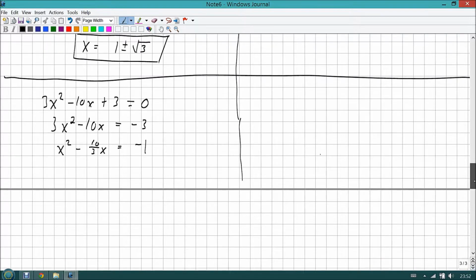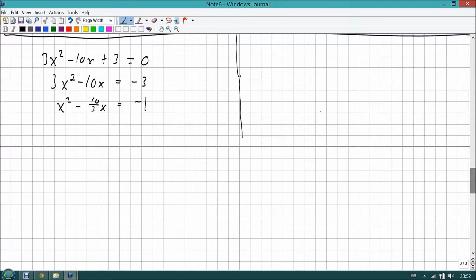From here on, things are going to get a little fun, because my 0 is still in the format of b over 2 quantity squared. Except now, instead of my b being a nice whole number, my b is now 10/3 over 2. And that quantity is going to be squared. So how do I deal with this Franken fraction? Well, one step at a time.